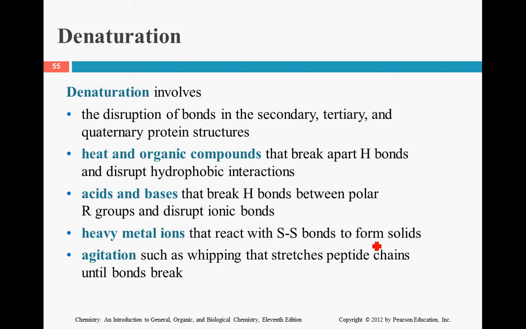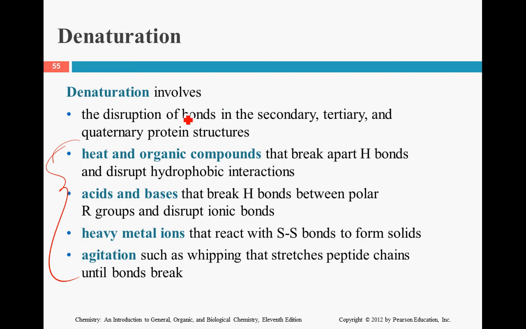Now we're going to talk about denaturation. We spent a lot of time talking about how the structures are put together. Now we're going to talk a little bit about how they're torn apart. We are going to specifically talk about these ways to break the proteins down.